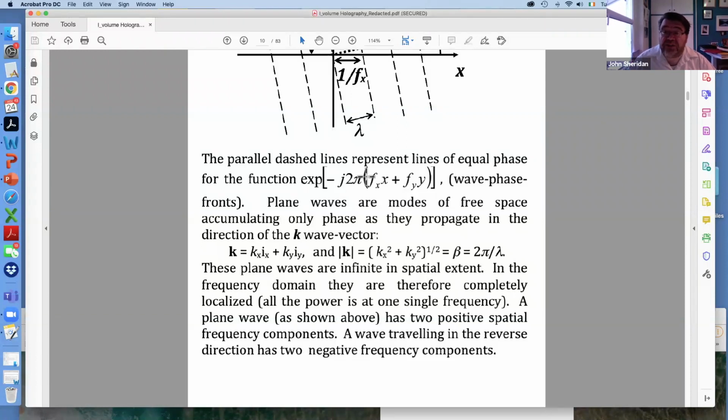In fact, there's only 3 solutions. There's the plane wave, there's the spherical wave, which we meet when we talk about Huygens' principle, and also there's the cylindrical wave. All of those are exact solutions. Here we're talking about the plane wave. That's the one we're going to use most commonly in relation to holography.